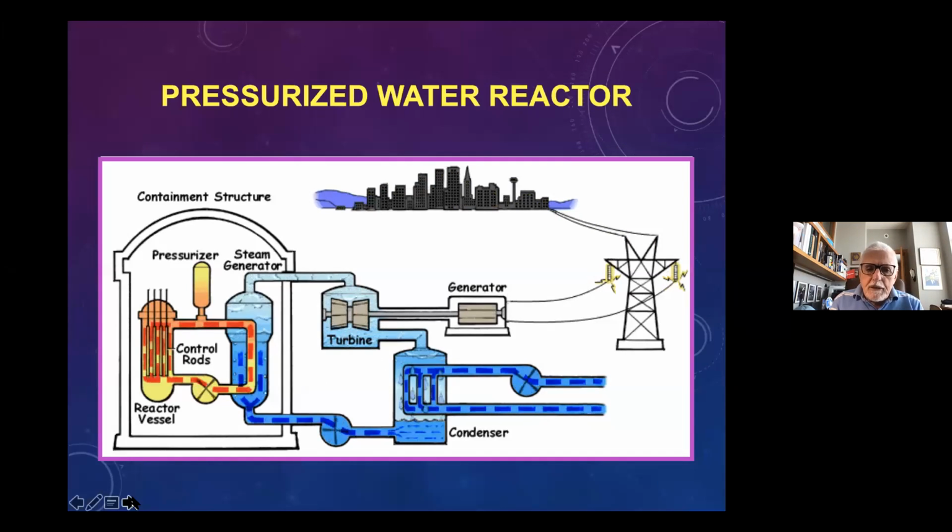There are 3 loops in this. The first loop is the orange one that is going through the core, and it doesn't exit the containment facility. The second loop does, and it produces steam that drives a turbine and the generator.